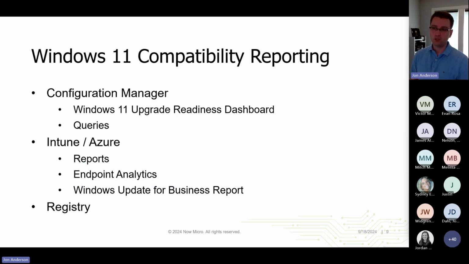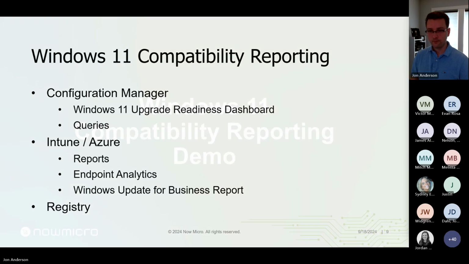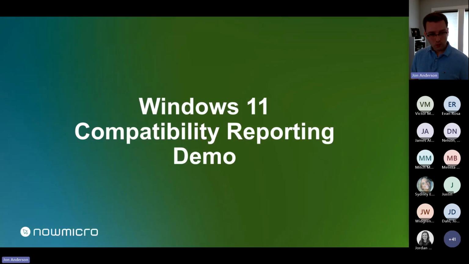So how do we find out about which devices are compatible or not? Fortunately, there's several options for this. If you have Configuration Manager in your environment, there's a dashboard and a wealth of queries that can be run to gather this information. In Intune and Azure, there's several different reports that collect information and can give you valuable data. And then just in the registry on every device, you'll also find compatibility information. So if you have some sort of a third-party tool that you want to use to report on this, you can collect those registry values. So let's take a quick look at what that looks like.